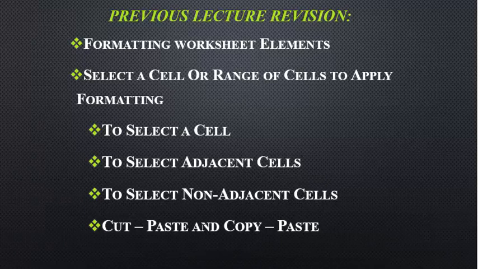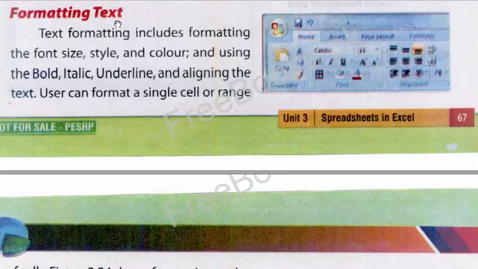Then we studied cut paste and copy paste. What is cut paste, what is copy paste? Copy paste is making a duplication of the data, and cut paste is to move the data from one place to another. From where we move our data is called the source, and to where we move our data is called the destination. Now today we are going to study our next topic, which is called formatting text.